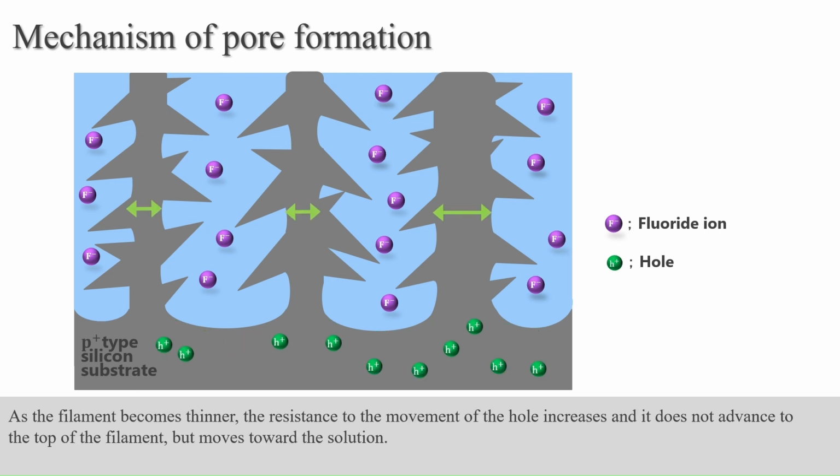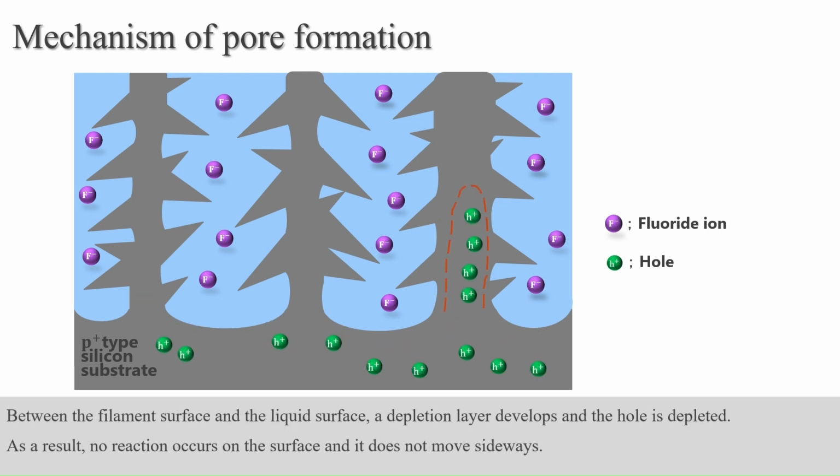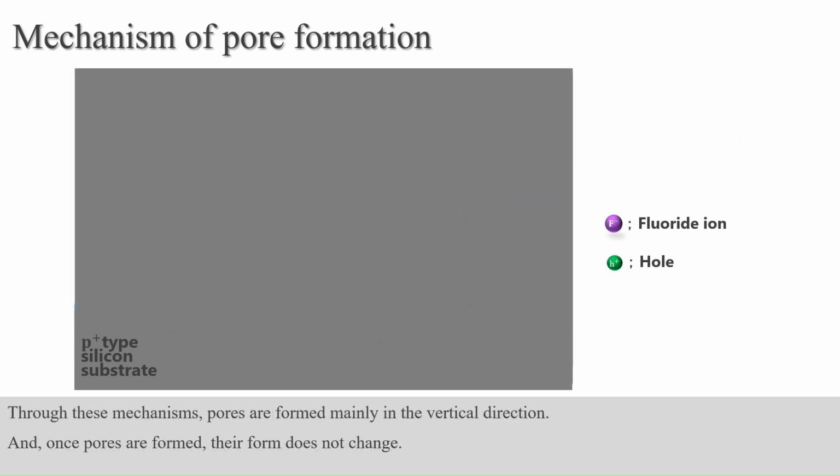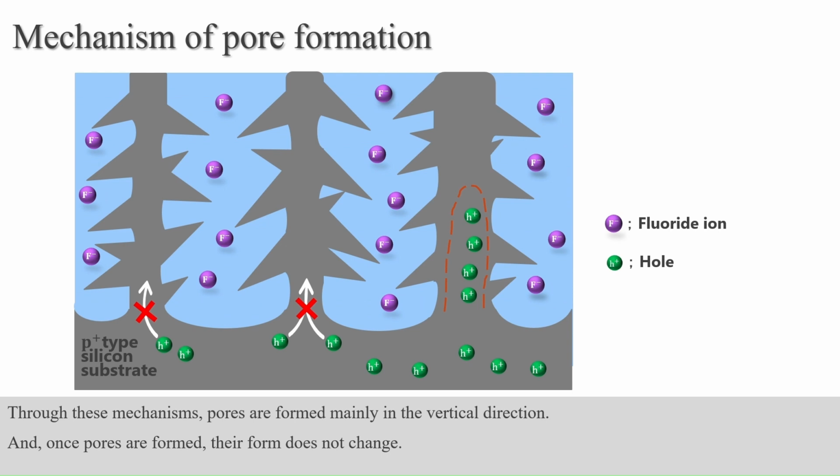As the filament becomes thinner, the resistance to the movement of the hole increases, and it does not advance to the top of the filament but moves toward the solution. Between the filament surface and the liquid surface, a depletion layer develops, and the hole is depleted. As a result, no reaction occurs on the surface, and it does not move sideways. Through these mechanisms, pores are formed mainly in the vertical direction. And, once pores are formed, their form does not change.